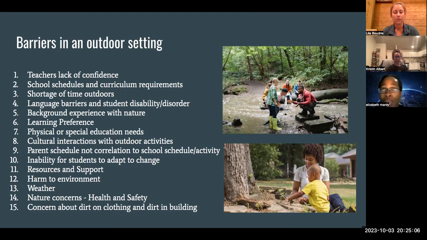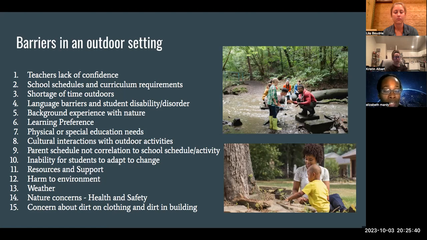Their parents may not be able to have the same schedule as a school, so they may not be able to participate in students engaging in the outdoors, which may limit students from engaging entirely, because most kids depend on their parents to show up so that they're more engaged. And when it comes to the inability for students to adapt to change, I already mentioned that before. Resources and support, they usually lack that.